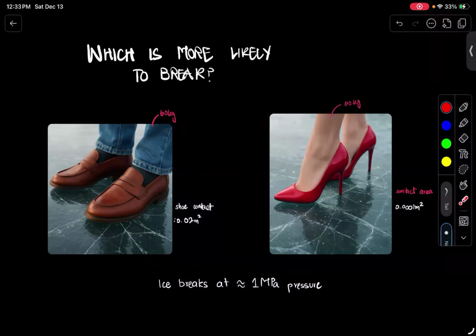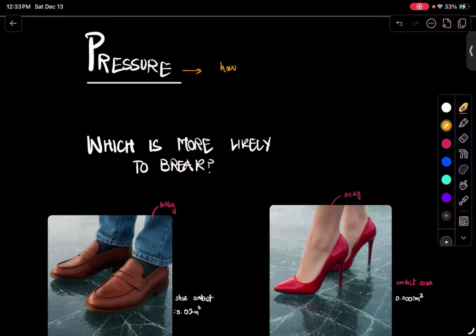Now, how do you figure out which one is more likely to crack the ice? We're supposed to have a very important numerical value for that, and that's exactly what we call pressure, right? That's pressure. How do we define pressure? Pressure is basically how much force is applied per unit area.